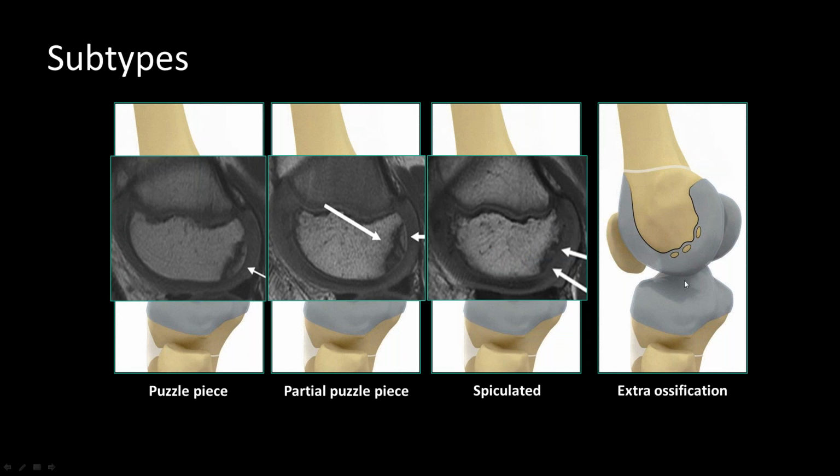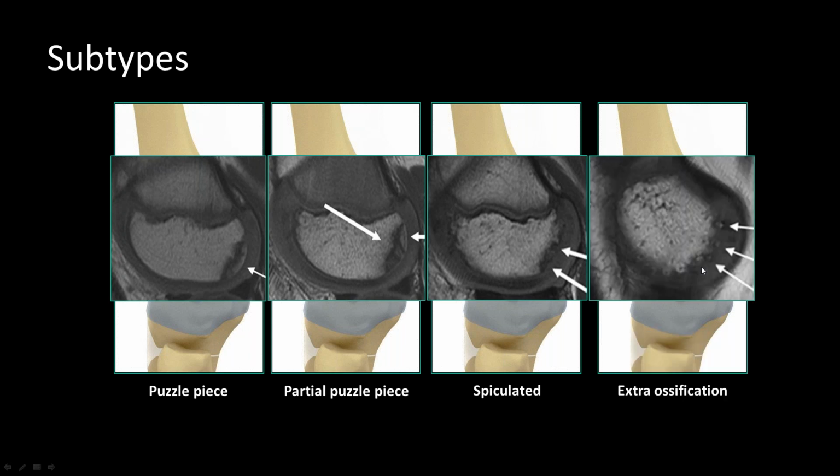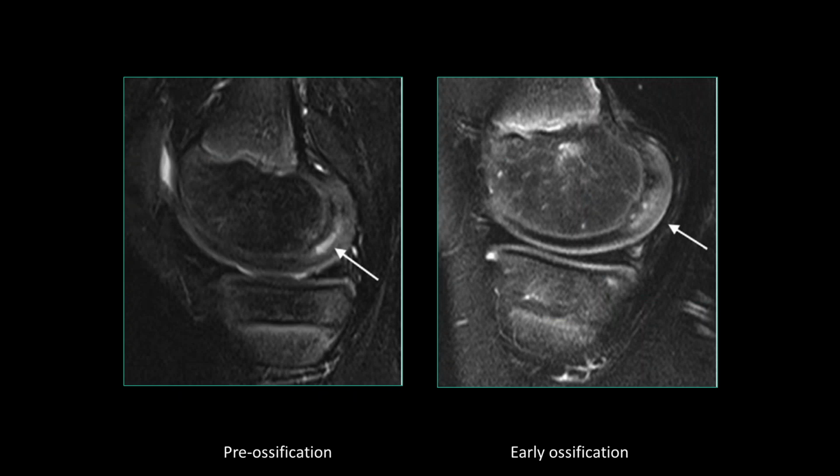And the fourth subtype is the extra ossification subtype, where multiple ossification centers can be seen that gradually grow and coalesce with each other. Also, prior stages can be seen on MRI.